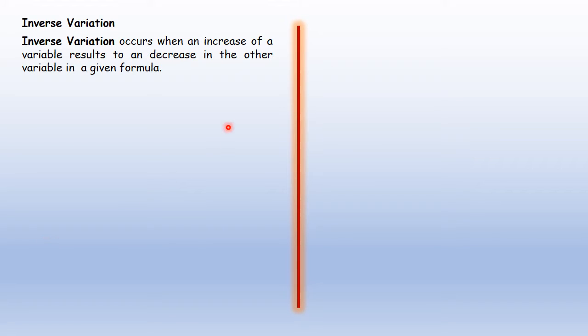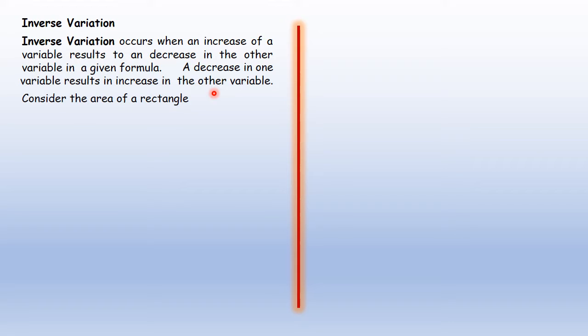Now, this is contrasted with the concept of direct variation, so you need to check that particular lesson even before you look at this. Inverse variation occurs when an increase in one variable results in a decrease in the other variable in a given formula, and this is exactly the opposite of what we said in direct variation. You can always check that video. This also means a decrease in one variable results in an increase in the other variable.